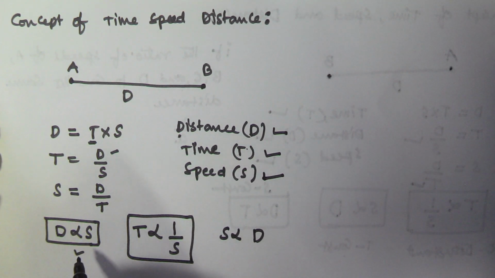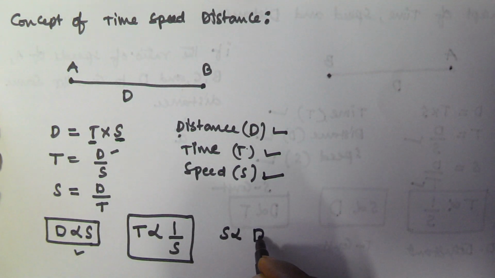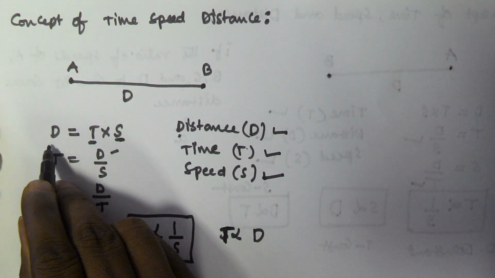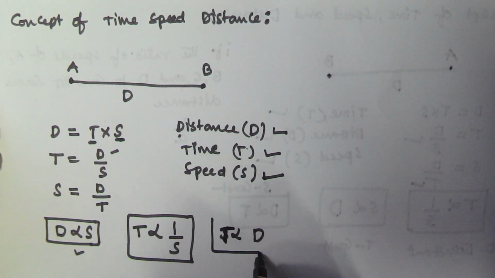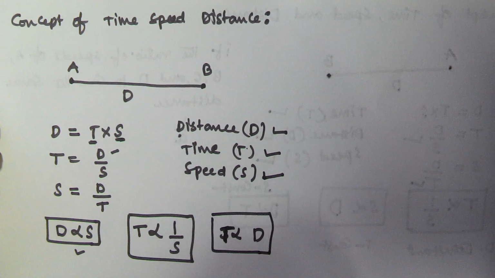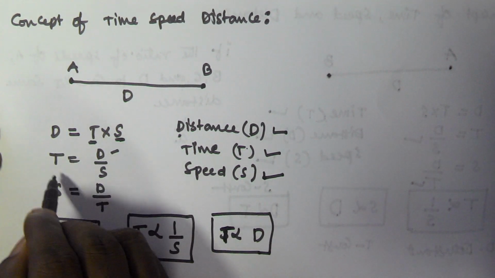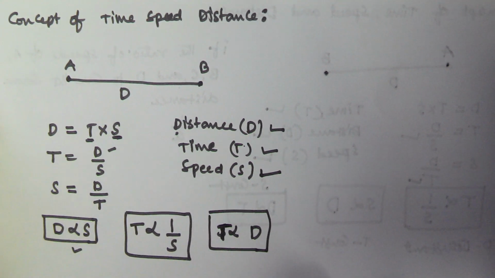Okay, and when s is constant here, then d is directly proportional to t. Okay, when s is constant, time is directly proportional to d, or d is directly proportional to t. Okay, so the distance is equal to time into speed. Time is equal to distance by speed. Speed is equal to distance by time.